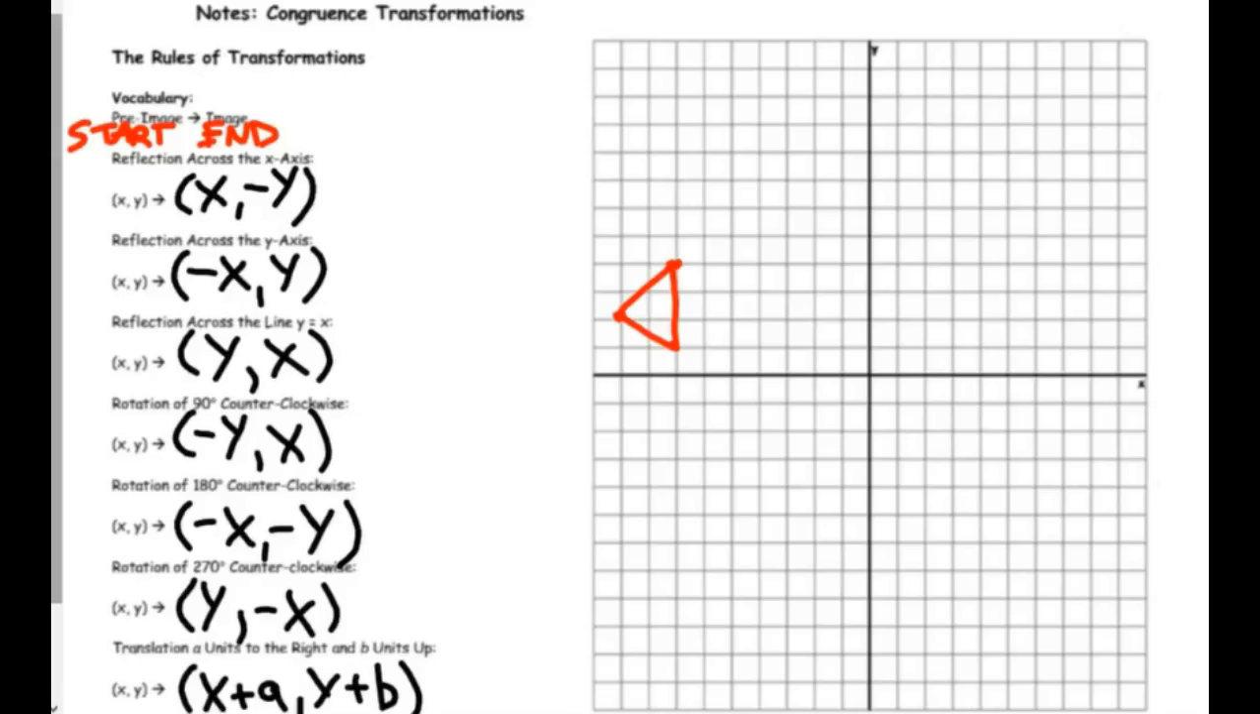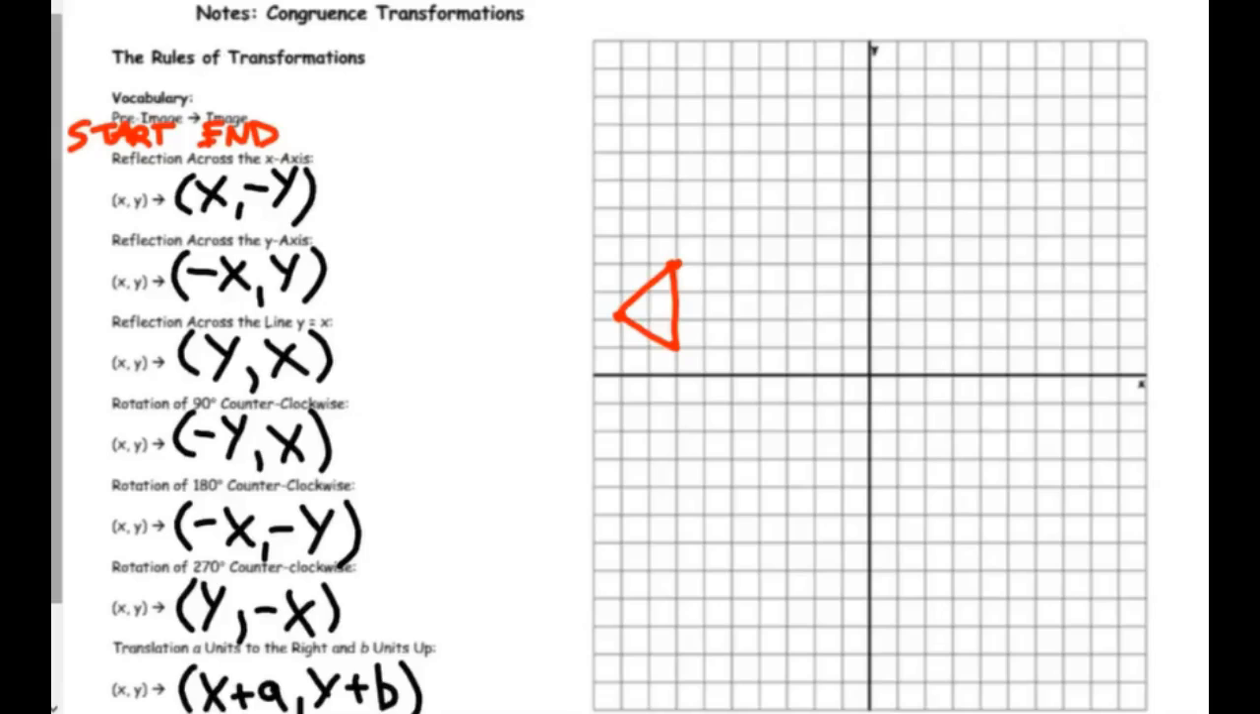Then the next 3, we have different rotations. Does everyone know clockwise and counterclockwise? On the old school clock up here, if you're going to the left, that's counterclockwise. So you have 90 degrees, 180, 270. Those are your 3 rotations. And then last but not least, we have translation, which shifts it up, down, left, or right.